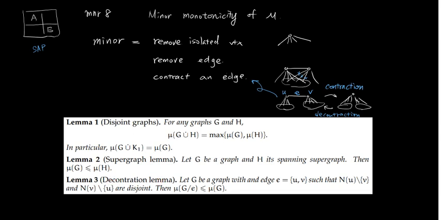The decontraction lemma is basically saying the opposite operation of the contraction. Suppose that you have a graph G and an edge E, and you want to do the contraction of that. Say G is a graph with an edge E, and U and V are the two endpoints of the edge, such that the neighborhood of U and the neighborhood of V, taking out U and V themselves, are disjoint. If this happens, then pretty much it looks like this picture.